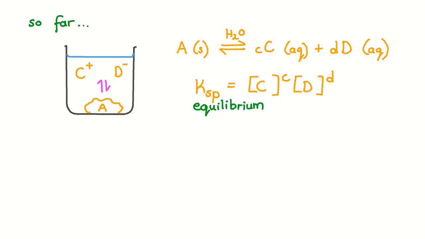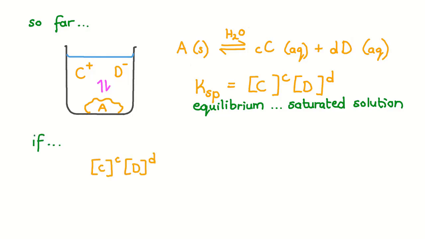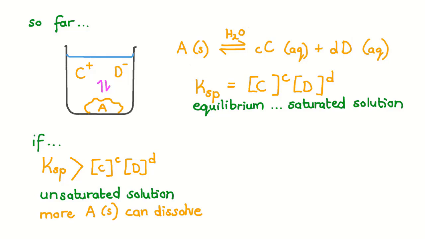We know KSP is a constant for equilibrium conditions, and an equilibrium will only form in a saturated solution. But what if the following occurred? Imagine you multiplied the molar concentrations of ions C and D with each other for a particular solution, and the answer you got was less than the KSP. This would only happen in the case of an unsaturated solution. This means more of the ionic substance A can dissolve. Unsaturated solutions are not in equilibrium, and so we cannot use the KSP expression for an unsaturated solution.